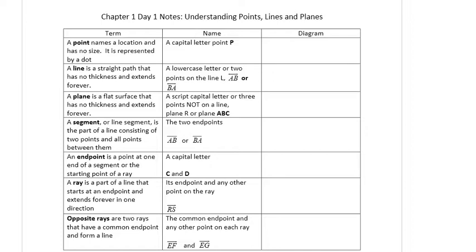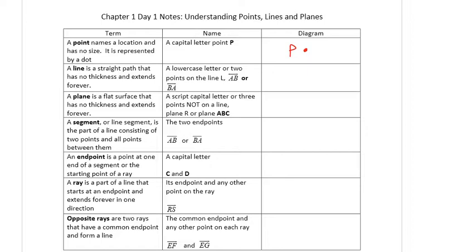So the first thing we're going to look at is a point. You guys probably can already figure out what the diagram is. But it's a location that is represented by a dot. It doesn't have a size, but it's a location that's represented by a dot. So we would say that that dot or that period there is a point. It represents a location.